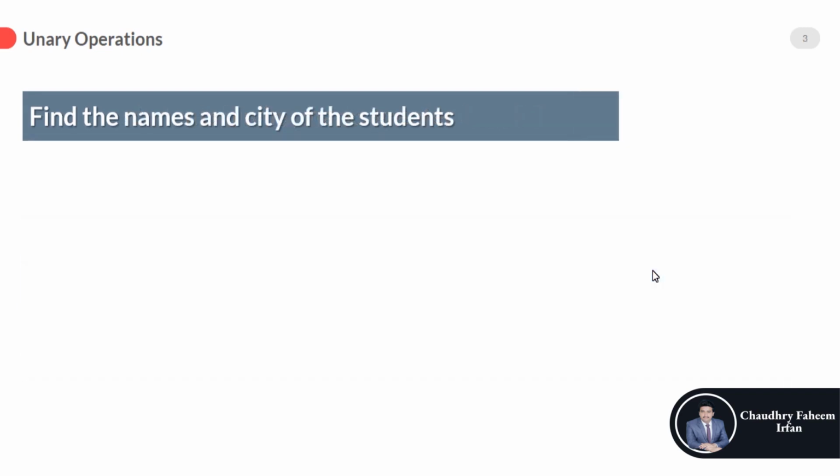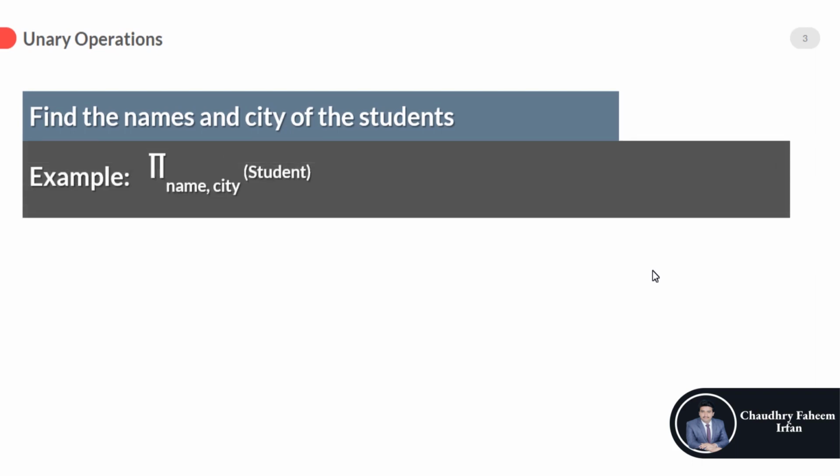Find the names and city of the students. So this is the projection example. So think about it. Select only name column and city column of the students. Pi name city student, which means select name, city from student. Now we are going to implement these examples.